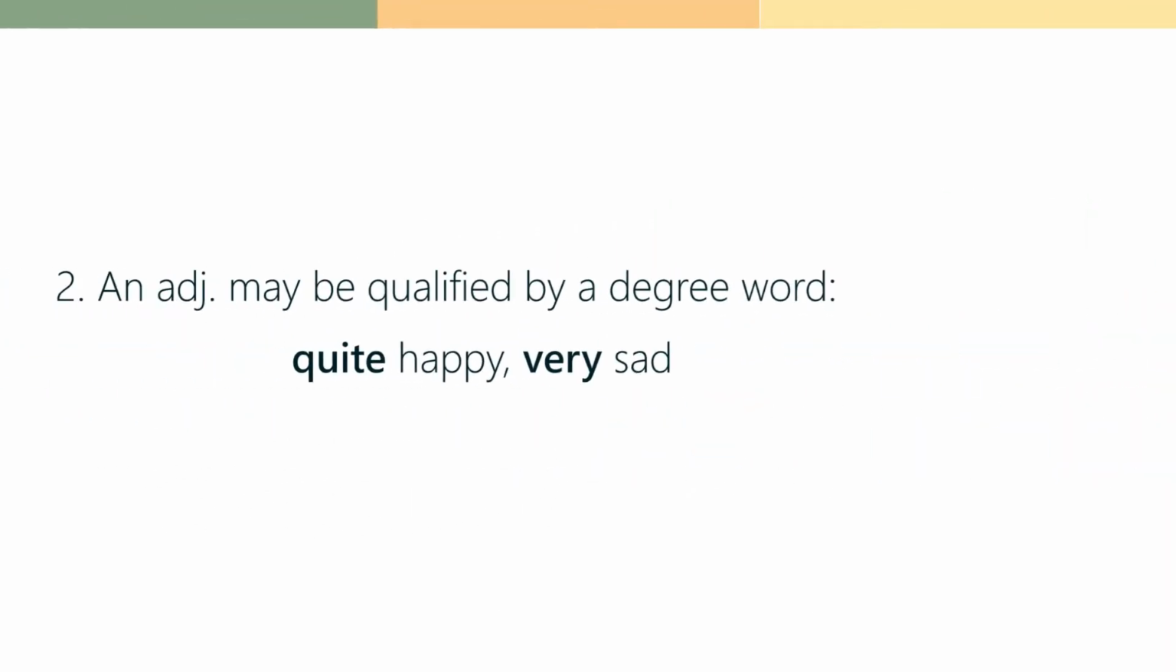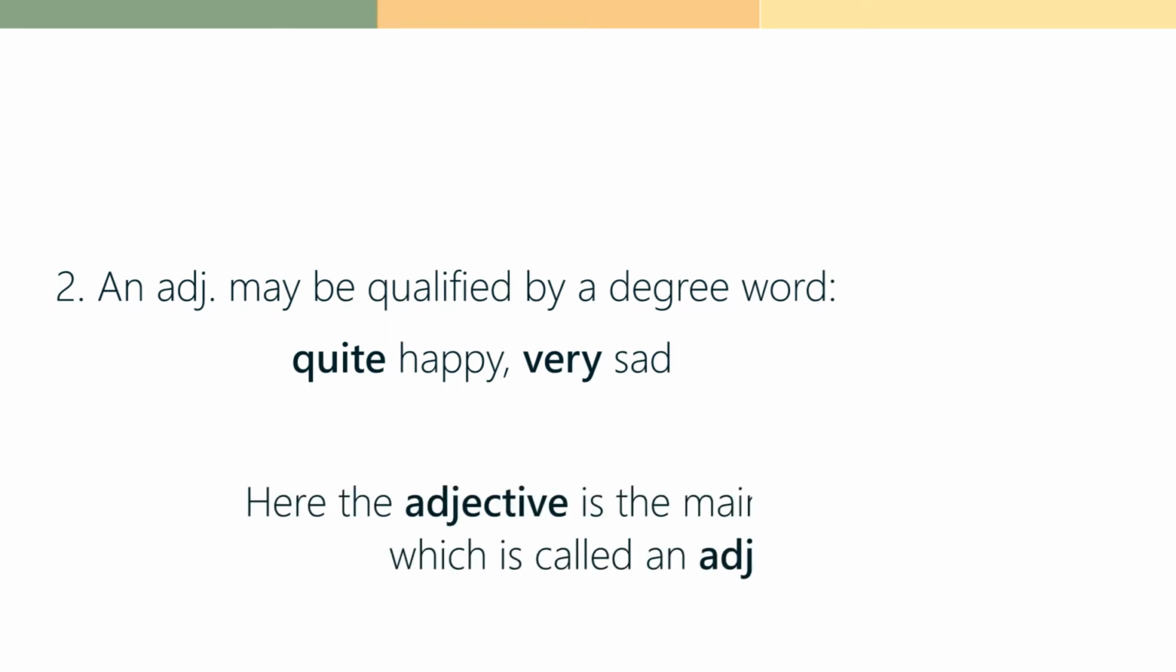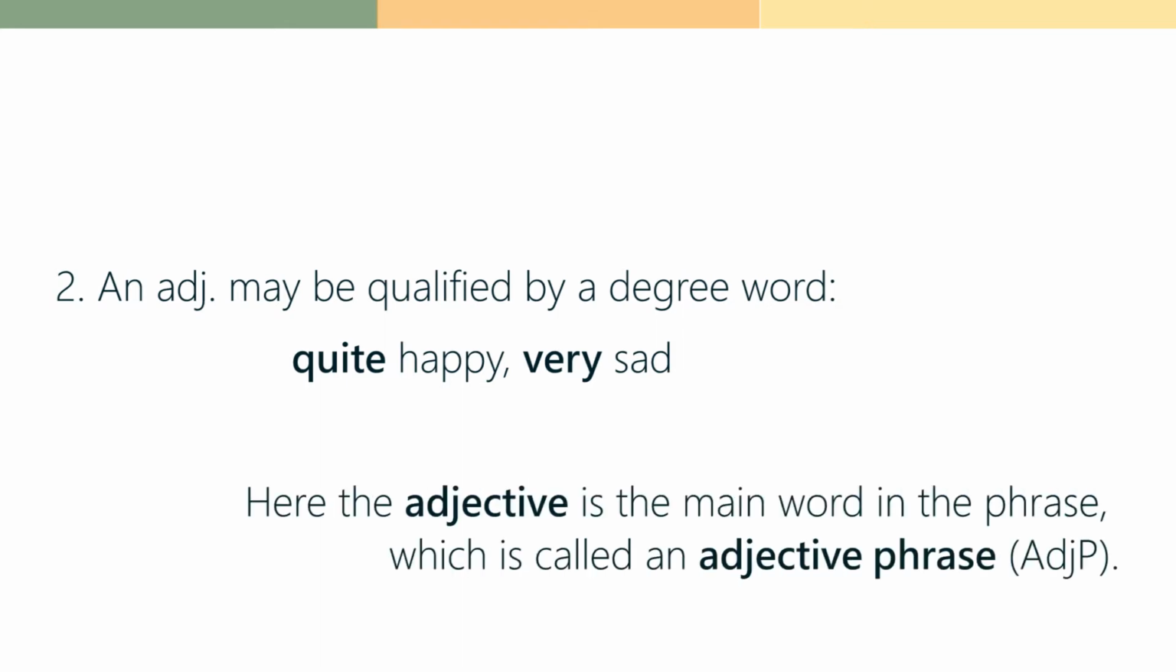The second thing to know about adjectives is that an adjective can be qualified by degree words such as very or quite. So when you say very sad, the main word is sad because it's an adjective phrase headed by an adjective. So the head is sad.